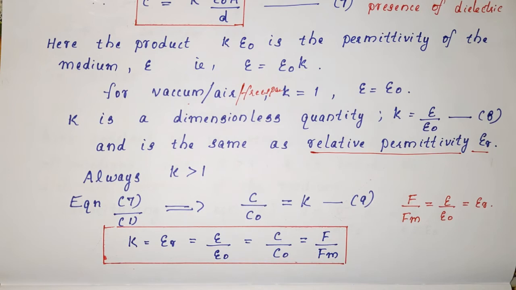So once again, what is the conclusion? When a dielectric is introduced between the plates of a parallel plate capacitor, the capacitance increases. If it is completely filled with dielectric, the capacitance increases K times. That means the new capacitance will be K times the capacitance in the absence of dielectric.